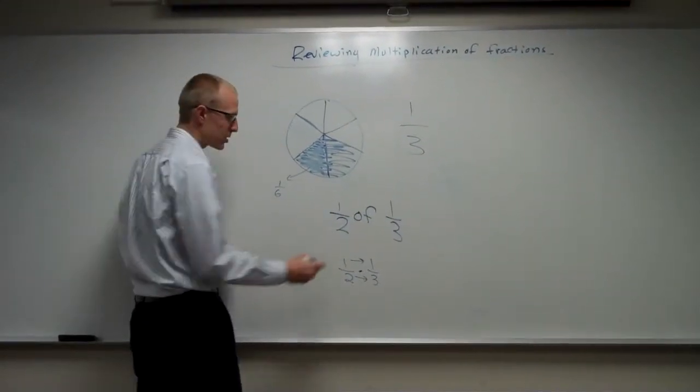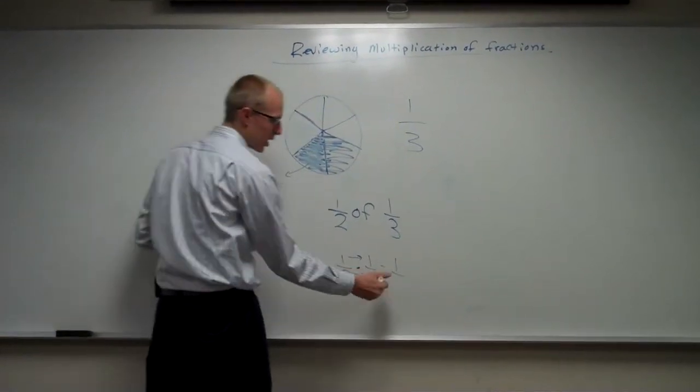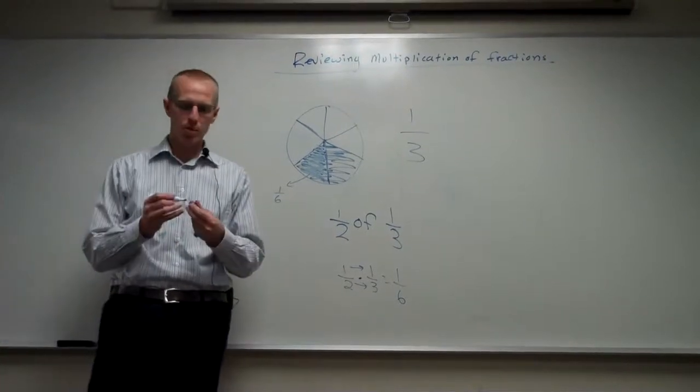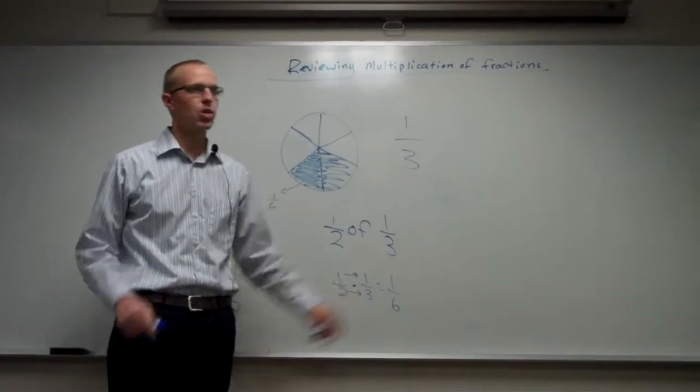We can see it in the picture here, but we can also use the rule of multiplying straight across when we multiply fractions. 1 times 1 is 1. 2 times 3 is 6, and then we have 1/6. So remember, when you multiply fractions, the rule is to multiply straight across.